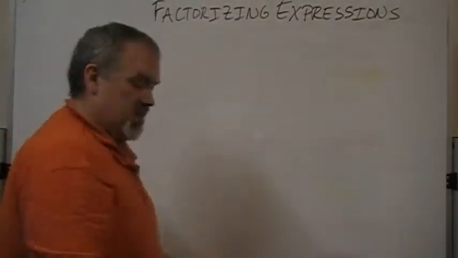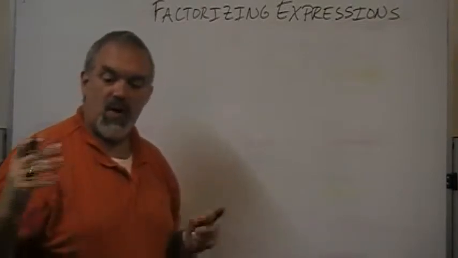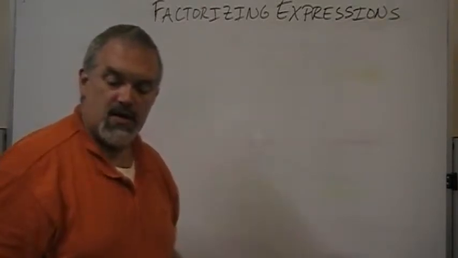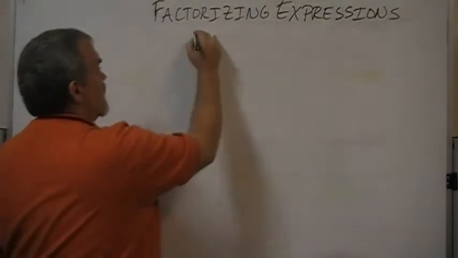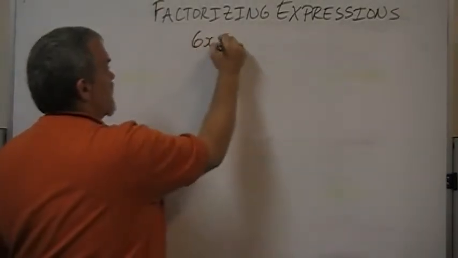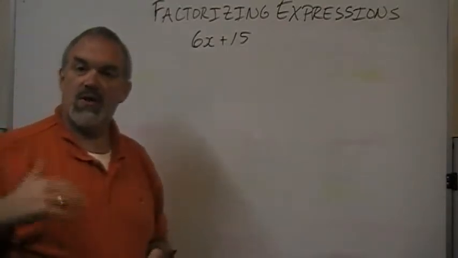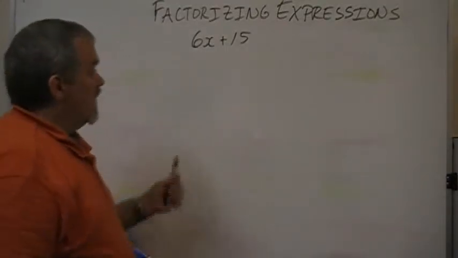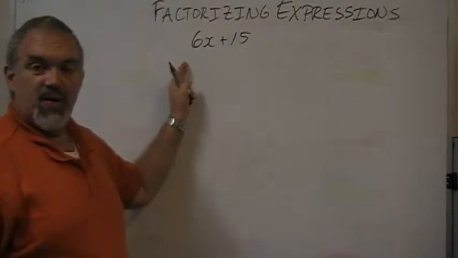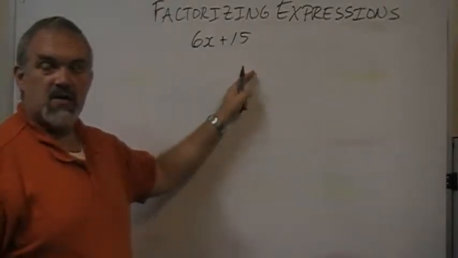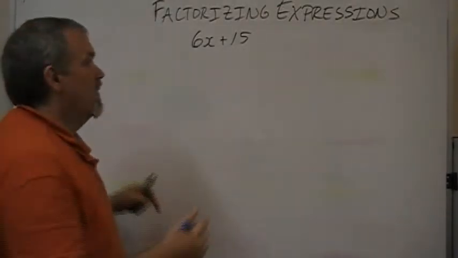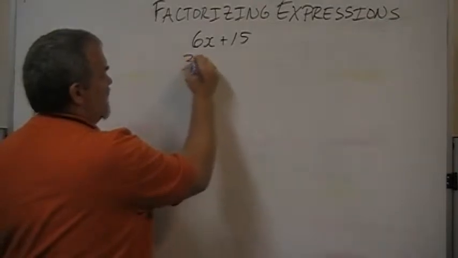I've erased it, but keep in mind our first question is going to be, what's the highest common factor? So let's start with 6x plus 15. My first question is, what's the highest common factor? Well, the biggest number that I can take out of both 6 and 15 is what? 3. So we're going to start with 3.